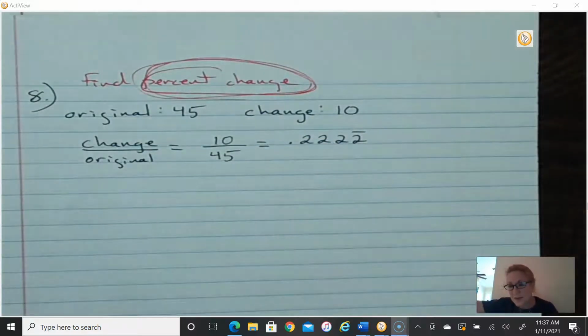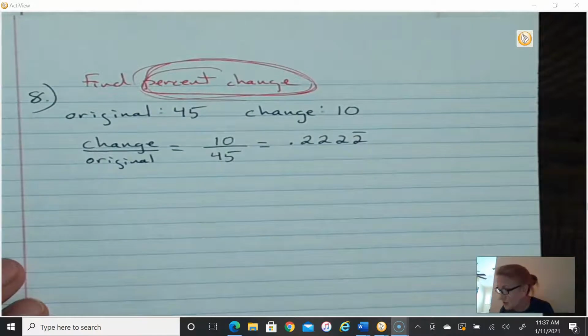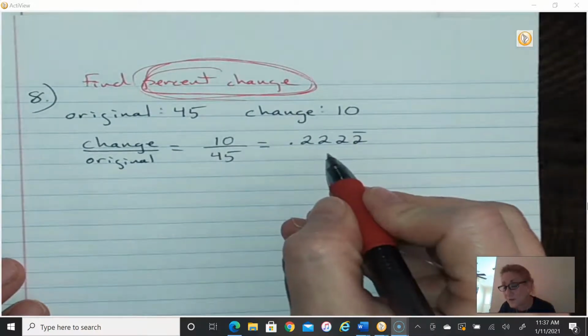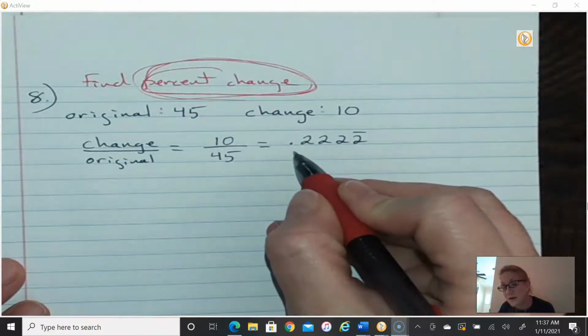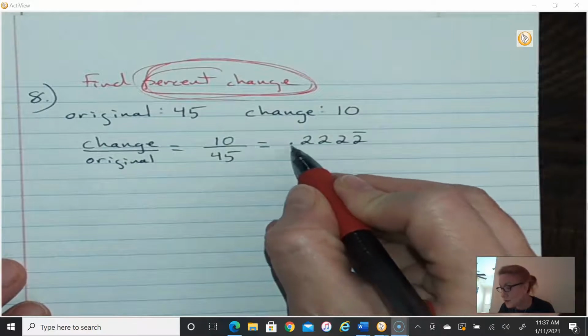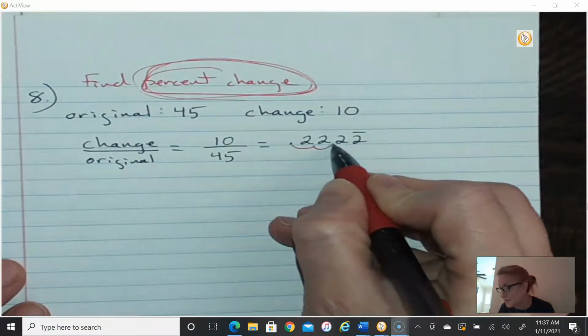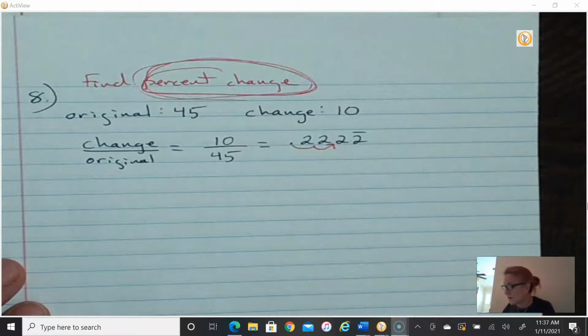The other examples we did, you got to be careful with what they're asking for. The other one said, what's the new amount? So they weren't looking for percent. This time they are. Find the percent change, the amount of percent that it changed. So we got to turn this to a percent. You do that by moving the decimal how many places? 2 places to the right. Y'all know this. Y'all can do it in your sleep.